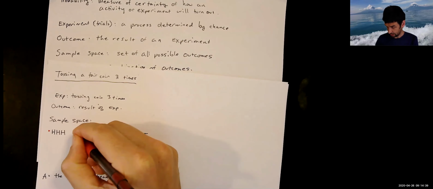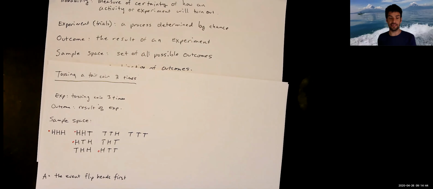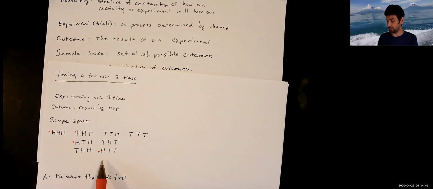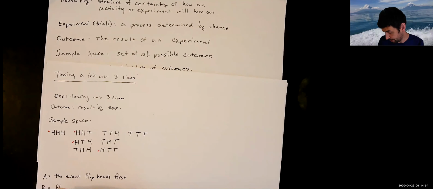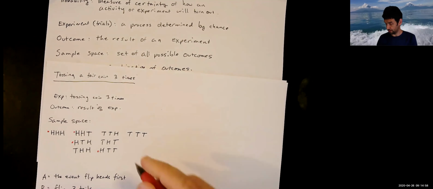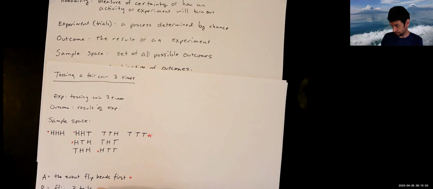There are 4 outcomes in this event, right? This is the combination of outcomes for this event. We could have another event, let's say flip 3 tails. I'll mark this one with a star. So this one is our little circles, and this one is our star.